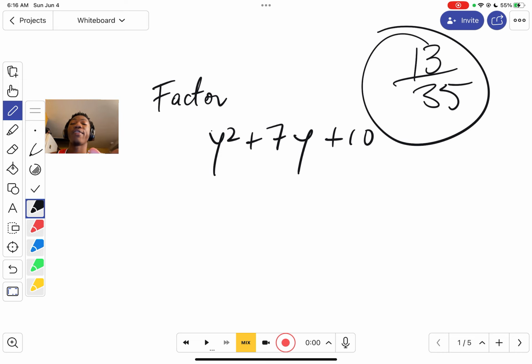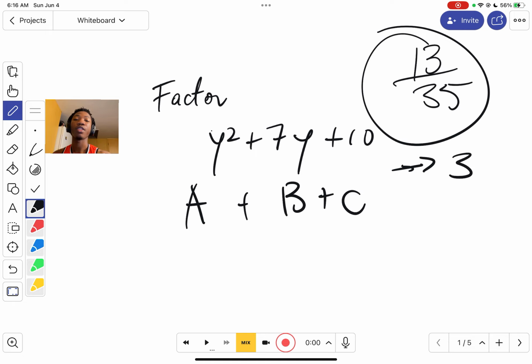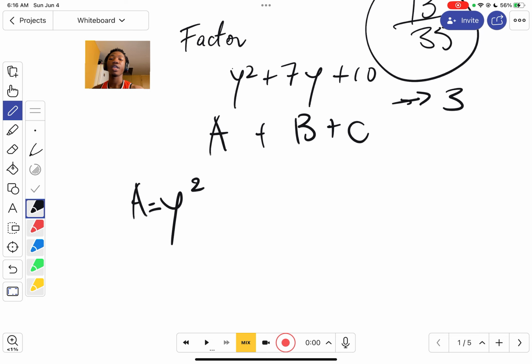It's still kind of like easy factoring because I already know what I'm gonna use, but I'm gonna show you where I came from with the solution. The way that you need to see it is you have three terms, one called A, one called B, and one called C. A is equal to y squared, b is equal to 7y, and c is equal to 10.